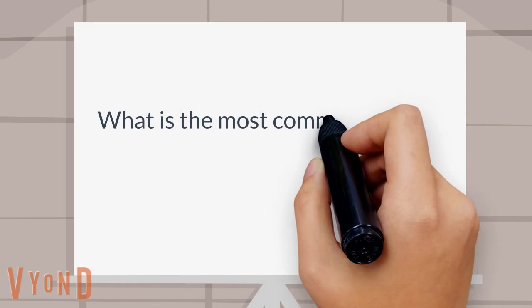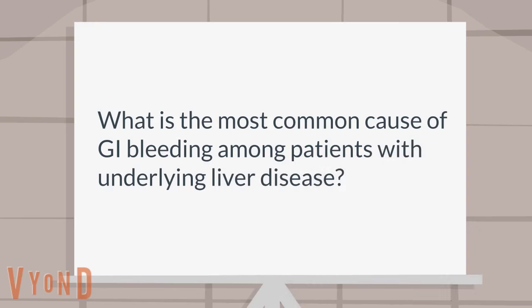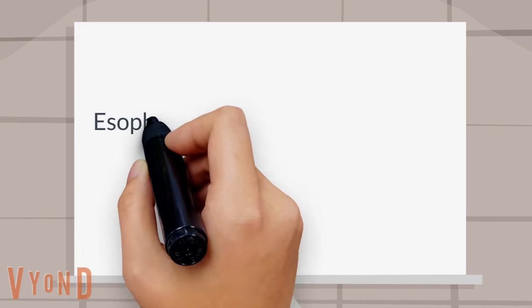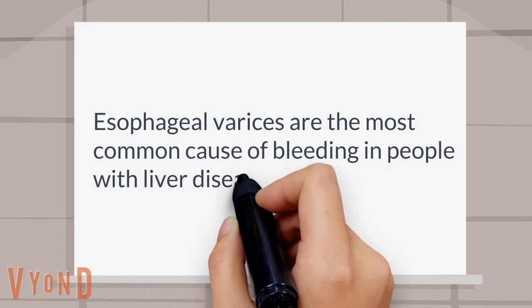What is the most common cause of GI bleeding among patients with underlying liver disease? Esophageal varices are the most common cause of bleeding in people with liver disease and cirrhosis.